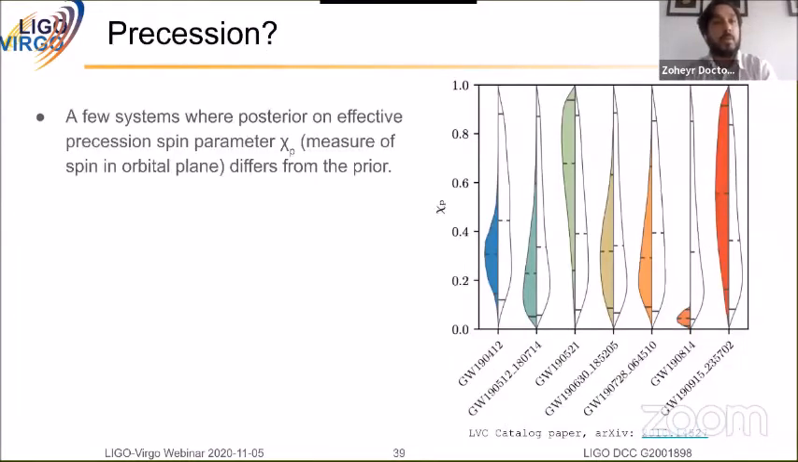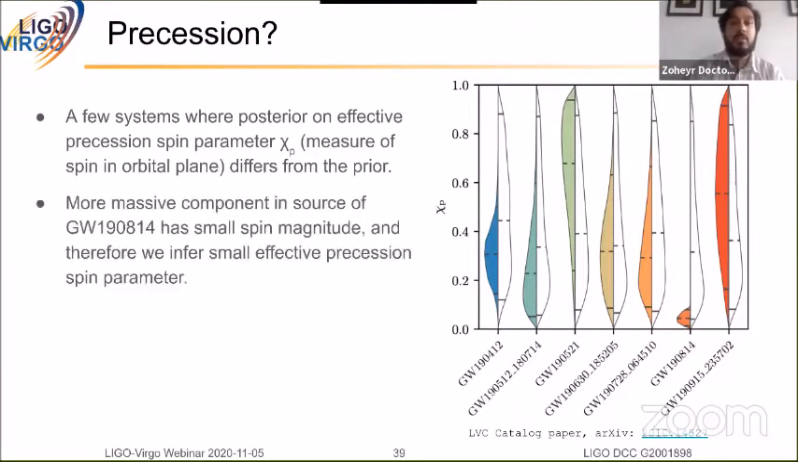All right, so some people may be wondering whether there's precession in any of these systems. So there's a parameter that we look at called the effective precession spin parameter. This is essentially a measure of the spin in the orbital plane of the two objects. There's a few events where we actually see some difference between the posterior and prior for this chi-p parameter. So we've shown those in the plot on the right. The left-hand side of each of those violins is the posterior. The right-hand side of each violin is the prior. So for 190814 in particular, you can see a very strong constraint.